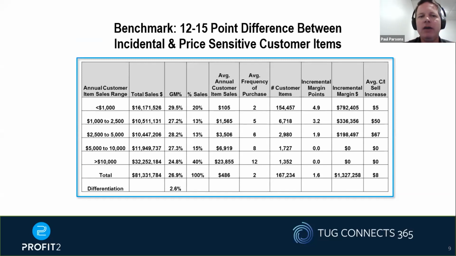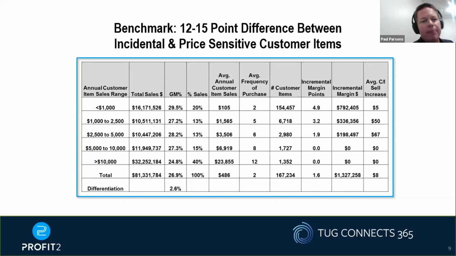If you look at the very top row where the annual customer item sales range says under 1,000, it's right at 20% of sales, right? So it's $16.1 million at 29.5% gross margin, makes up 20% of sales, where the average spend on an item to a customer is $105, and the frequency of purchase is twice a year.